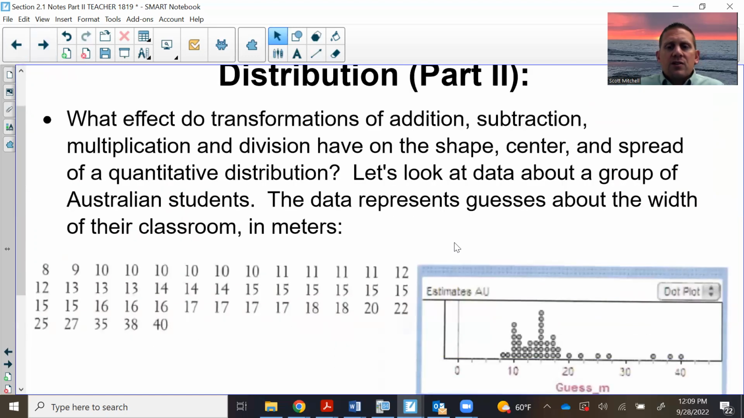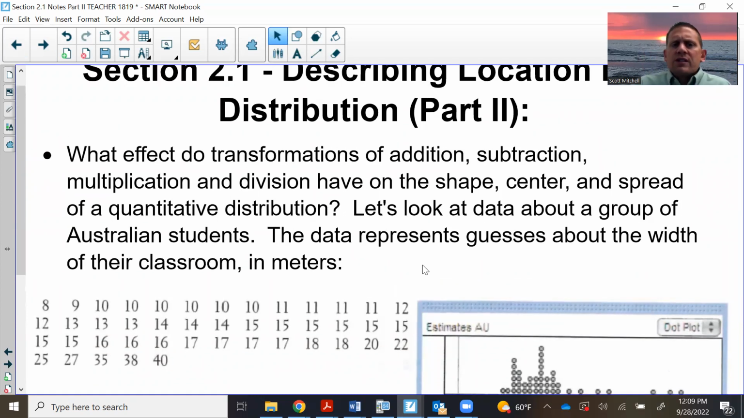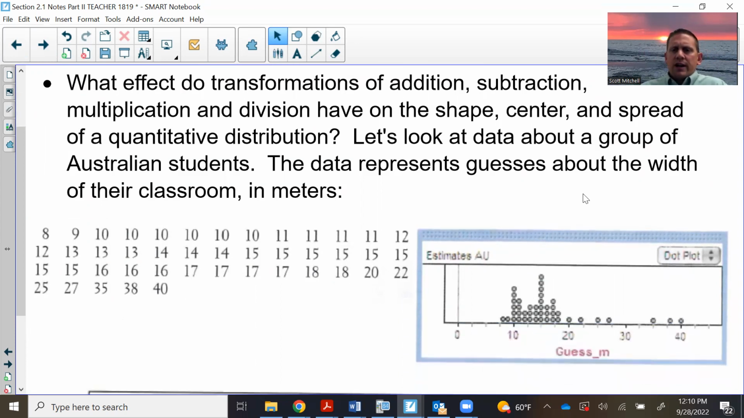All right. So again, describing things in location. What effect do transformations of addition and subtraction, multiplication, and division have on shape, center, and spread of a quantitative distribution? So here's a group of data about Australian students. So here's their data and their guesses about how wide the classroom is.